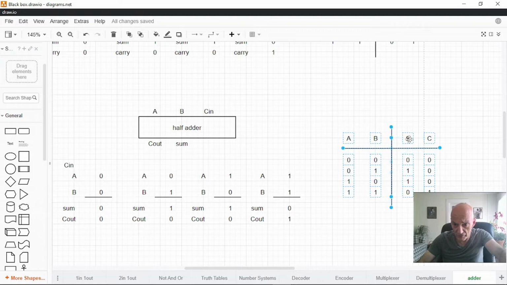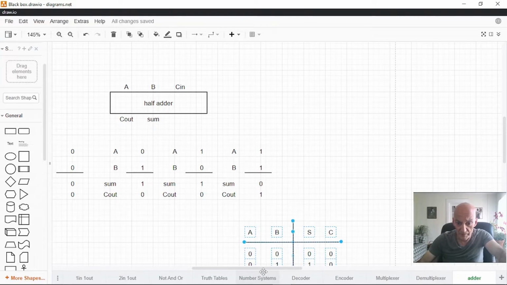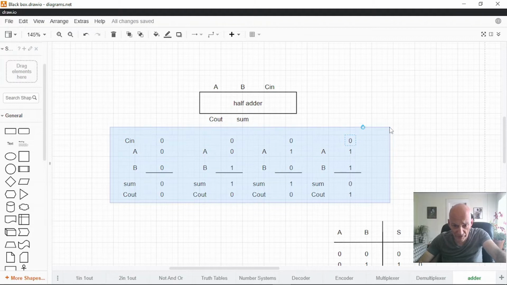That means we're going to have four more possibilities, 8 total. Four of the possibilities are that the carry in is a 0. That's an easy one. So copy that. Our carry in here is 0, here is 0, here is 0, and here is 0. And we know that if we add 0 to anything, it doesn't change anything.